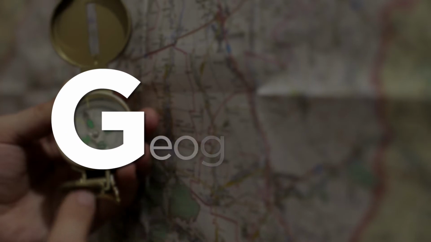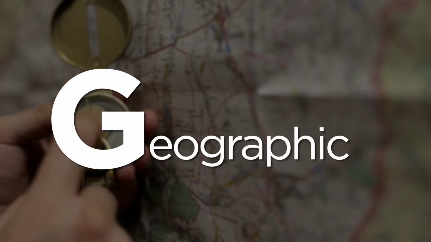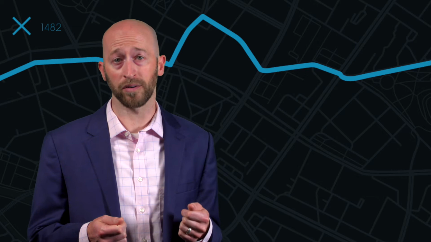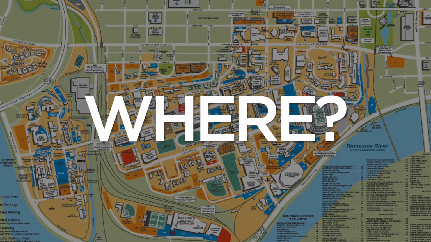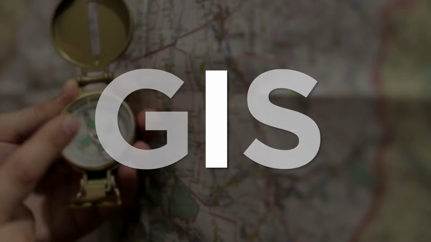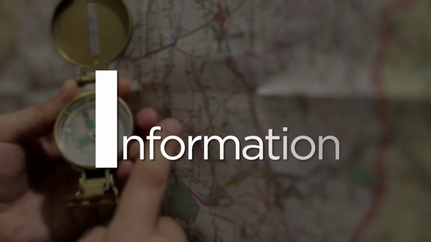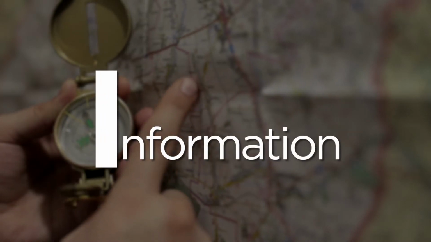The G stands for geographic, as in everything happens somewhere. If we know the spatial patterns and relationships of whatever we're studying, that helps us answer the where questions. We commonly specify location using things like street addresses or latitude and longitude. The I stands for information. Anything that has a location also has important attributes.